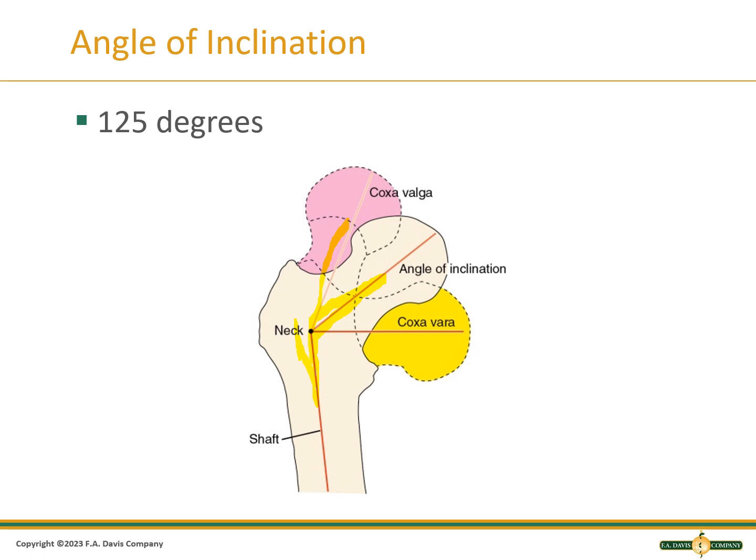The important thing that I want you to take away from this portion is that the normal angle of inclination in the typically developing population is 125 degrees. Patients with an angle of inclination greater than 125 degrees are going to experience coxa valga. Patients with an angle of inclination less than 125 degrees are going to experience coxa vara.